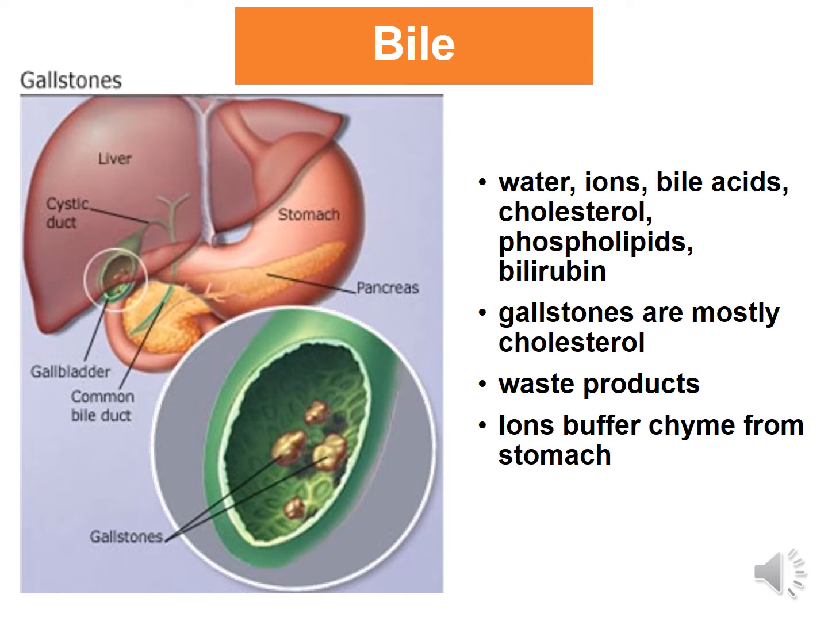Bile is composed of water, ions, bile acids, and organic molecules, including cholesterol, phospholipids, and bilirubin. Gallstones mostly contain cholesterol. Bile acids and salts emulsify fats for absorption across the wall of the small intestine into lymph capillaries. Bile contains waste products from RBC breakdown and other metabolic processing, and the color of feces comes from bilirubin in bile. Also, bile helps buffer acid from the stomach.